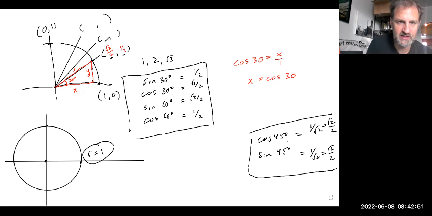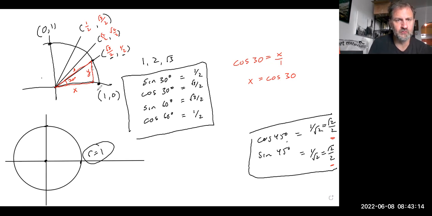The cosine is the x value. So this is the square root of 2 over 2. And this is also the square root of 2 over 2 because they're both 45 degrees. For cosine of 45 and sine of 45, both are the same value. And then I do 60, and 60 is just the same as 30, but the coordinates are reversed.